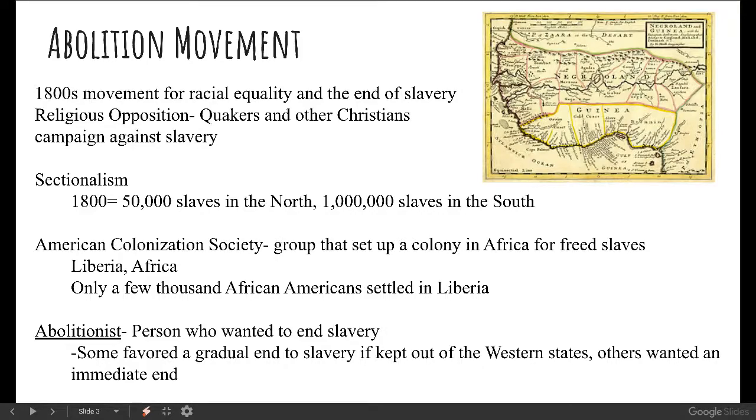So just like with any movement, you're going to have sort of a gradient of people who are in favor of some things, against other things. So in the case of the abolitionists, you had some people who were in favor of sort of a gradual end to slavery. If we can just keep it out of the Western states, slavery will eventually die out. Whereas others thought that it should be ended immediately. It's immoral, it's wrong. We should not have slaves in this country. And so they wanted to put an end to slavery immediately. So you're going to have different groups that will sort of be subsets of this abolition movement.